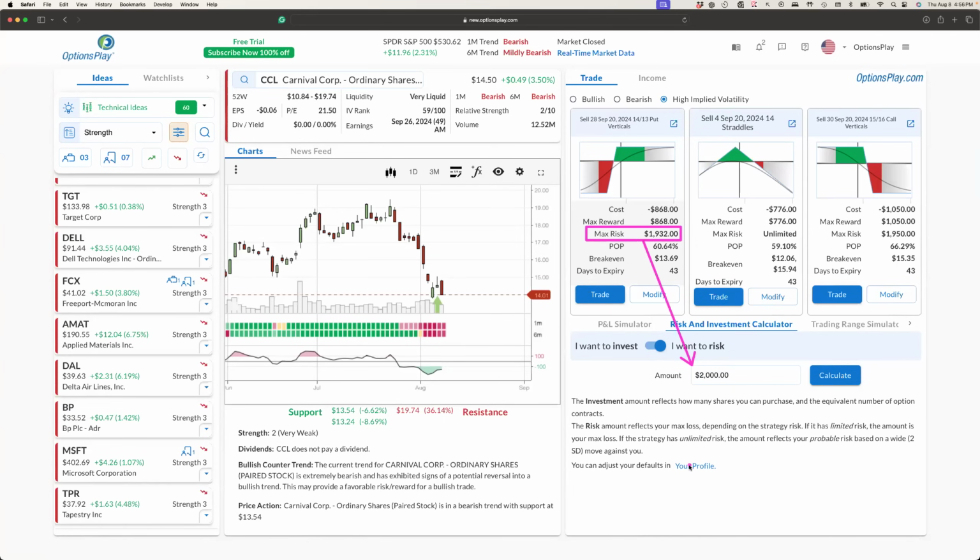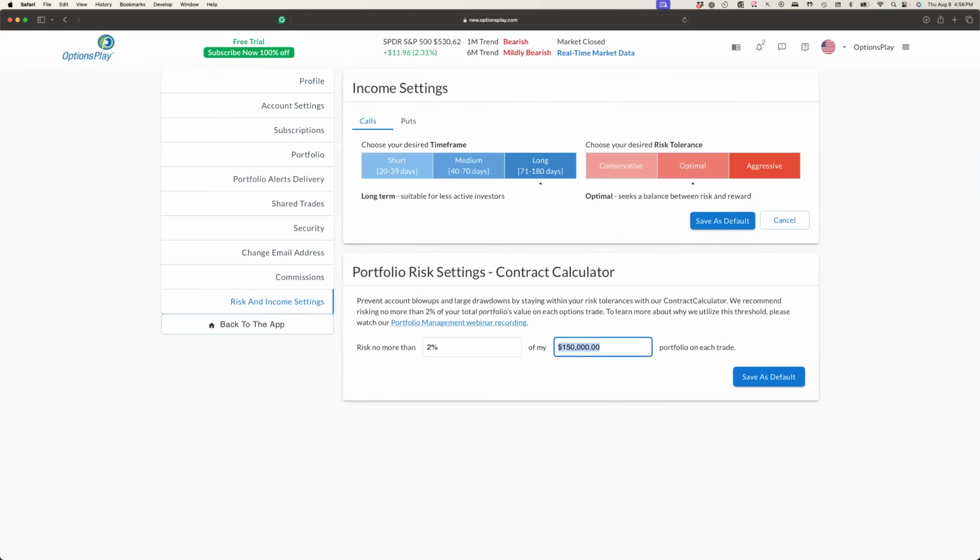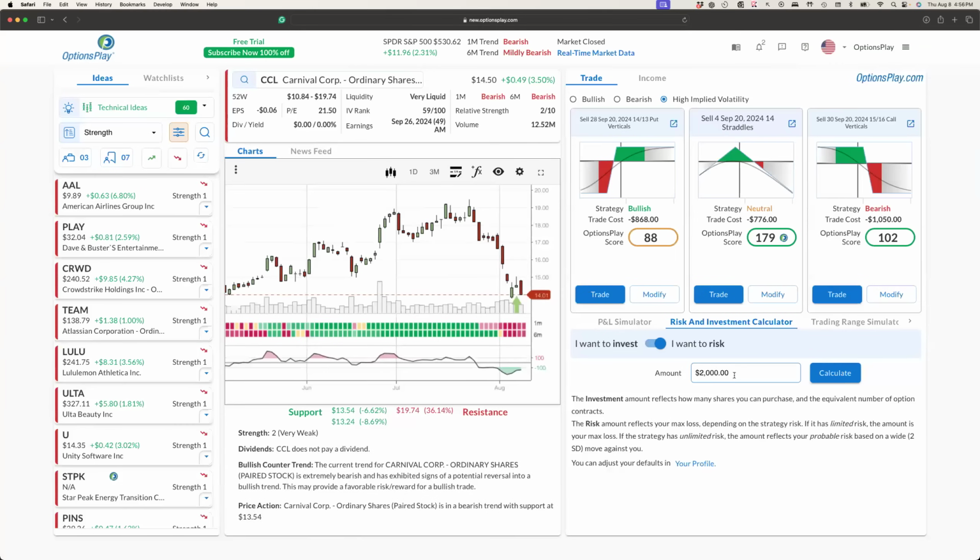Now, I always advocate that you use this specific tool here. You can adjust your defaults in your profile, right? In your profile, you can basically set what is your portfolio size. Let's say you have a $100,000 portfolio. We always suggest that you never risk more than 2% of your account per trade, and you save this as default so that every time you use the application, it'll always default to risking $2,000 on a trade. So all you do is simply click on the calculate button, and it will calculate the appropriate number of contracts for any of these positions.